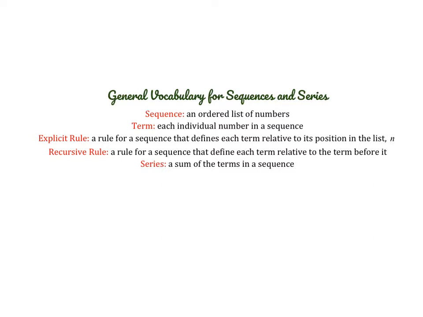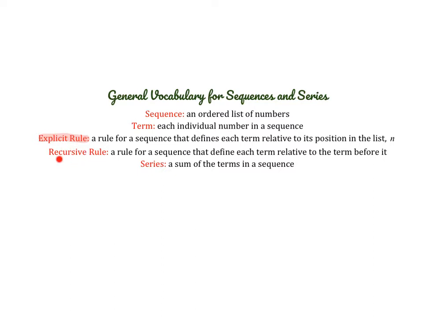There are different ways you can describe a sequence. You can use what's called an explicit rule, and this is what we're going to be focusing on. An explicit rule is a rule for a sequence. It looks like an equation that defines each term relative to its position in the list, which we call n. So if it's the first term, n is 1. If it's the third term, n is 3. So this rule, again, describes the term in reference to its place in line.